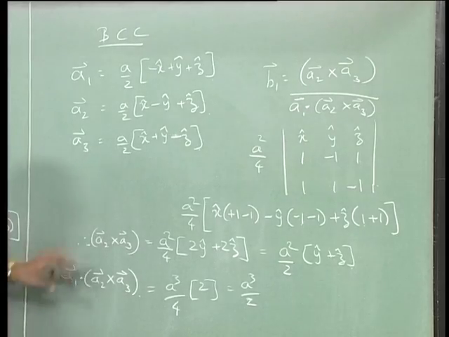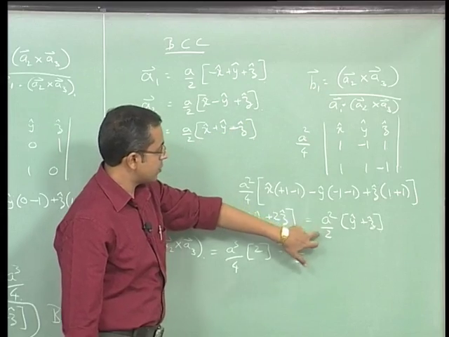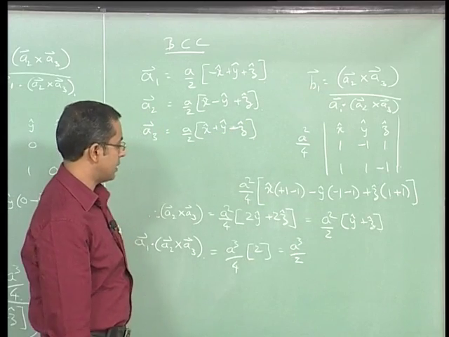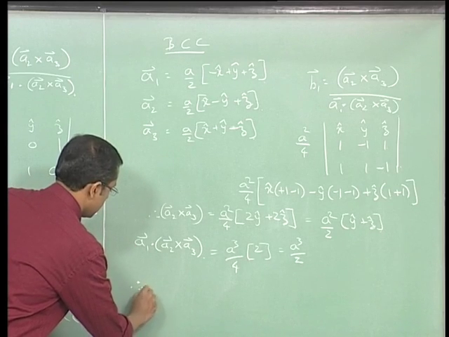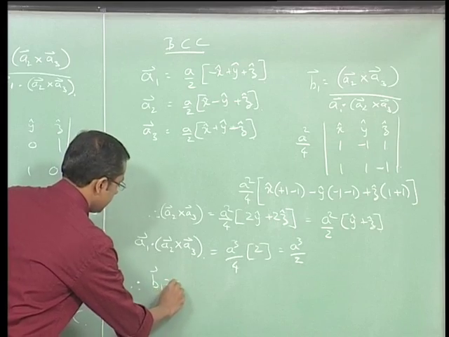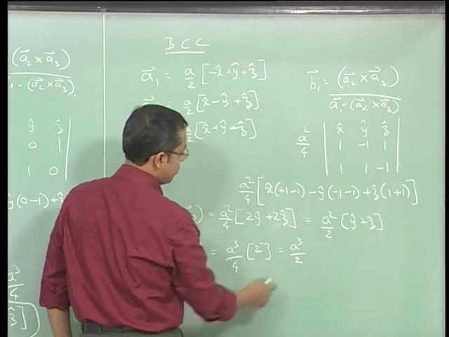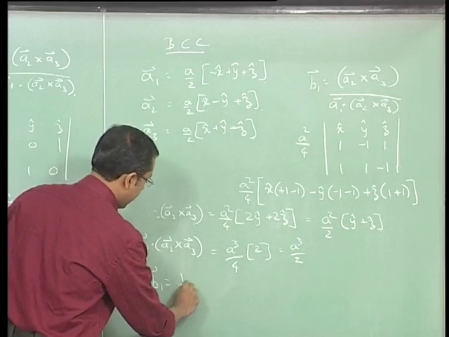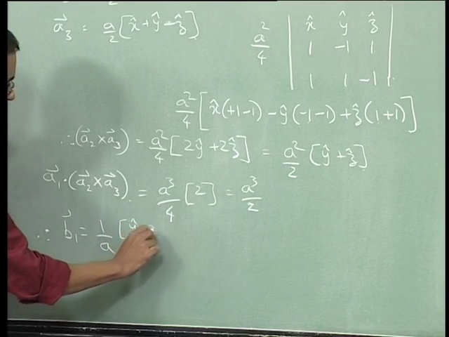Therefore, the denominator in this b1 is a cubed by 2, and the numerator is a squared by 2 times y plus z. Therefore b1, if you divide this by a cubed by 2, you are simply going to get 1 by a times y plus z.